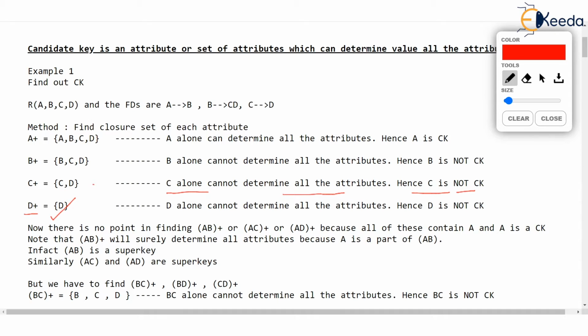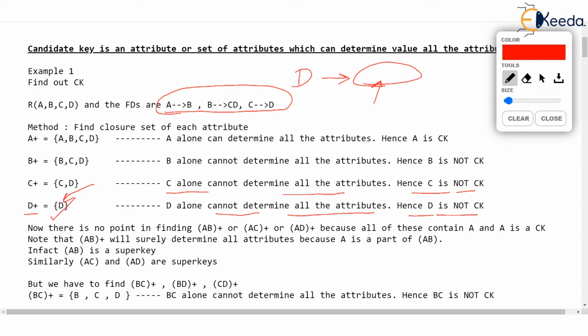what can D bring in this closure set? Nothing. Because you see all the dependencies, we don't have D on the left hand side anywhere so that we can bring in something which is there on the right hand side into the closure set. So D also cannot determine all the attributes. So D is also not the candidate key.